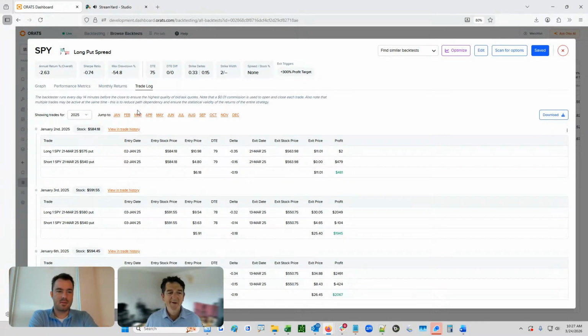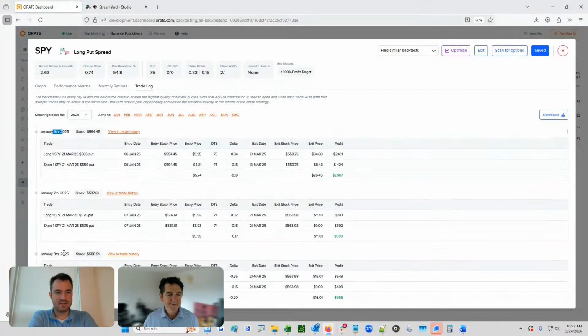So yeah, Matt's pulled up the trade log here. You could see that it's trading every day, which at first glance you might think, well, it's a 75 DTE strategy, why would it do that? That helps us smooth out the path dependency so that we're not vulnerable to starting date bias.